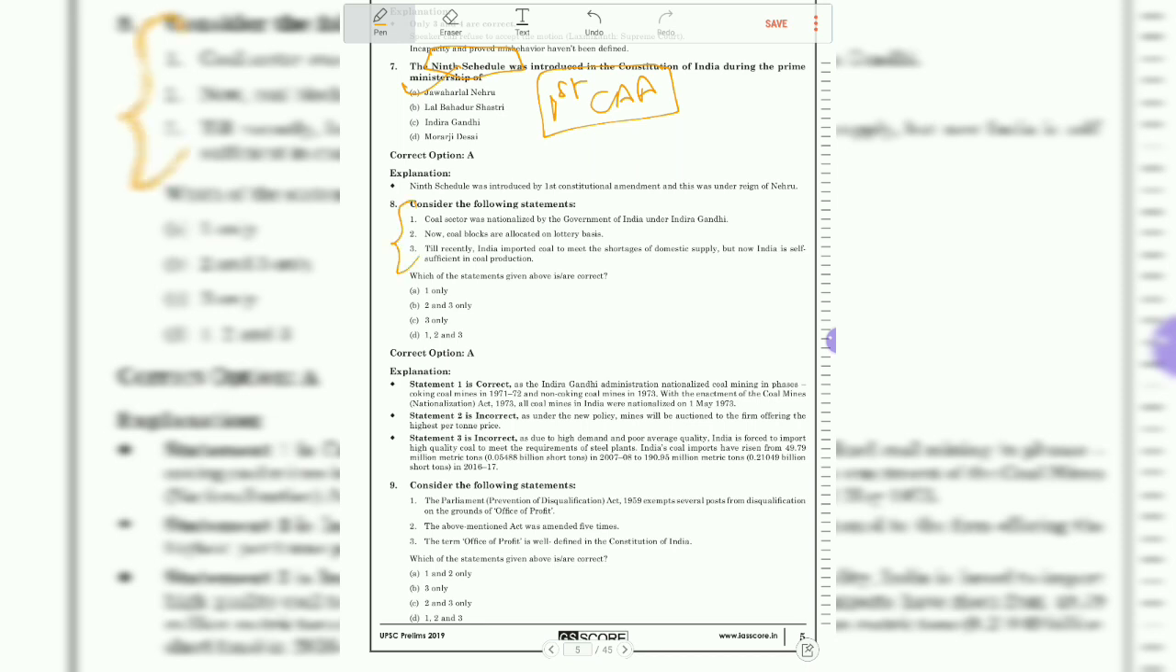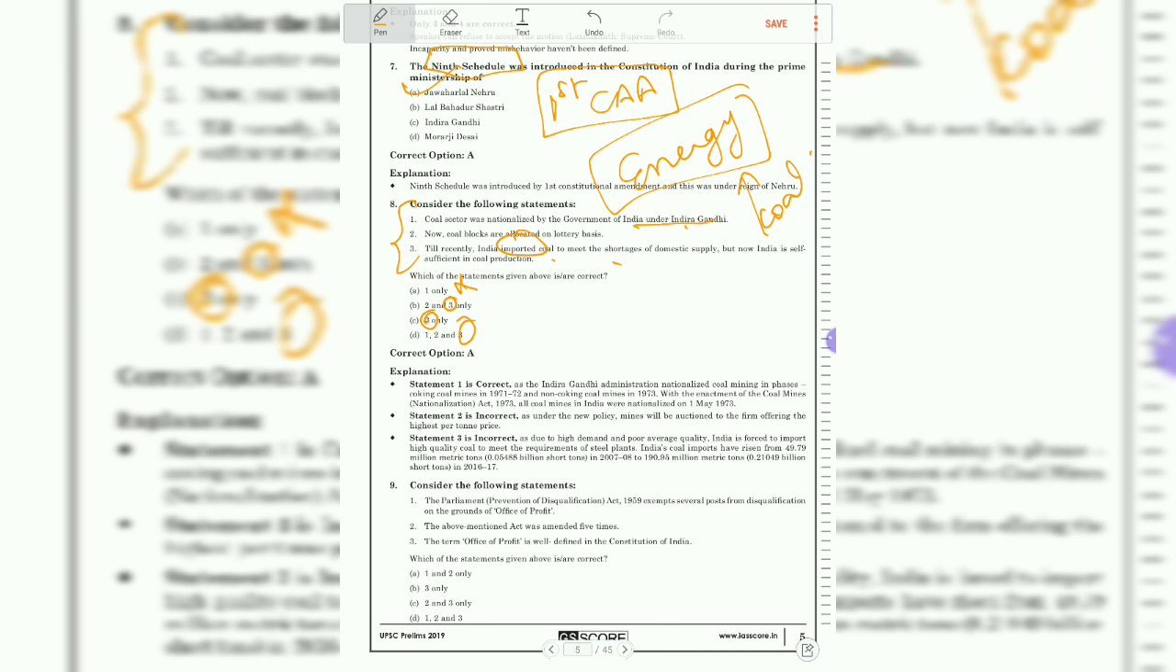This is again related to energy. The economy question is basically about fuel, because coal is also covered under economy. So export and import is there. We still import coal, right? So 3 is right. We can eliminate 1. And Indira Gandhi, this is a fact.